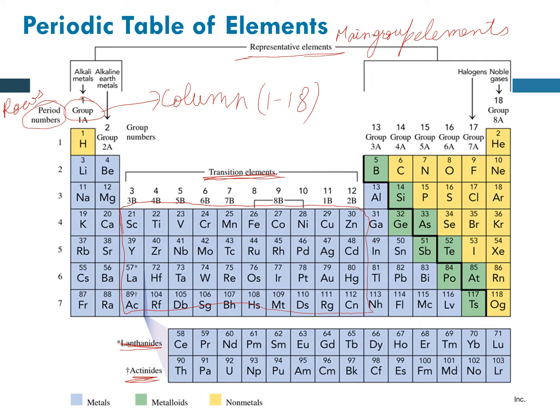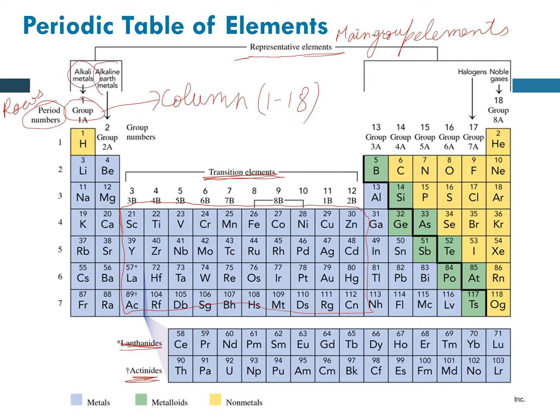Okay, moving on, this group number 1A that you see is also called the alkali metal group. Everything in this group except hydrogen is an alkali metal. These are all the metals. These are called alkali metals. Group number 2 or 2A is also called alkaline earth metals.